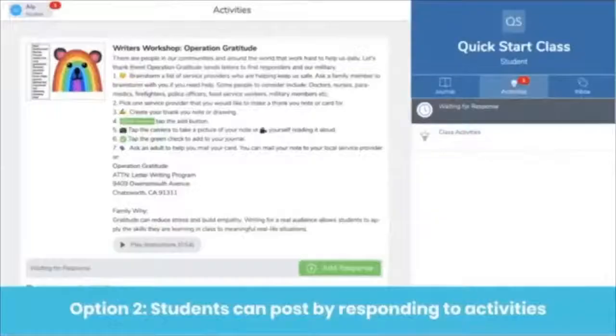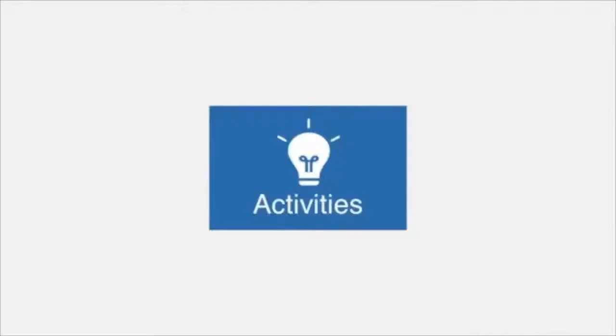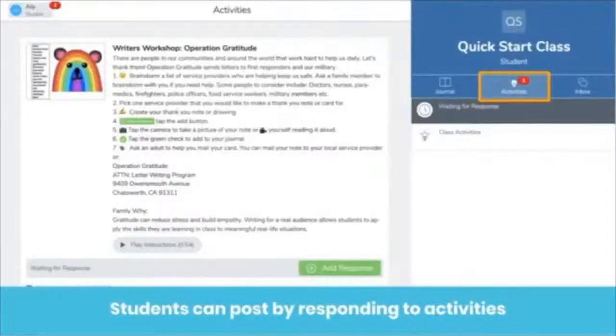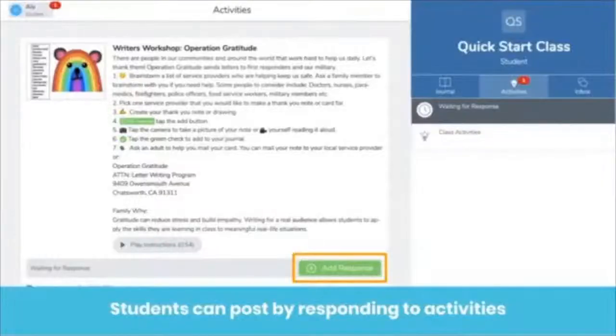Okay. The second way students can add to their journal is by responding to an activity. When you assign an activity to students, we'll cover that in just a minute. It'll appear in the Activities tab. The Activities tab looks like this. You can find it here. To respond to an activity, students simply click the Add Response button. It looks like this. You can find it here.